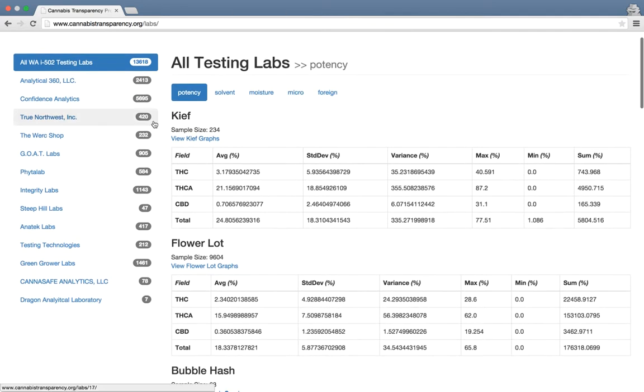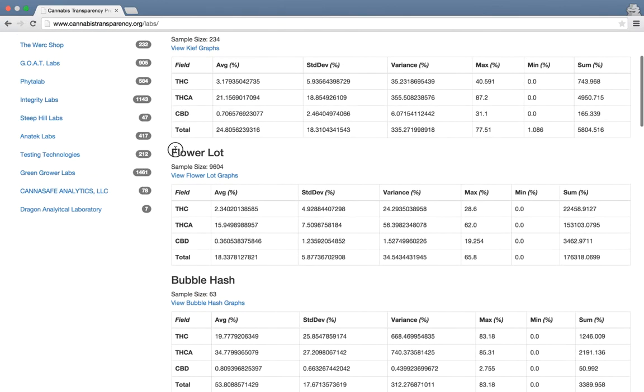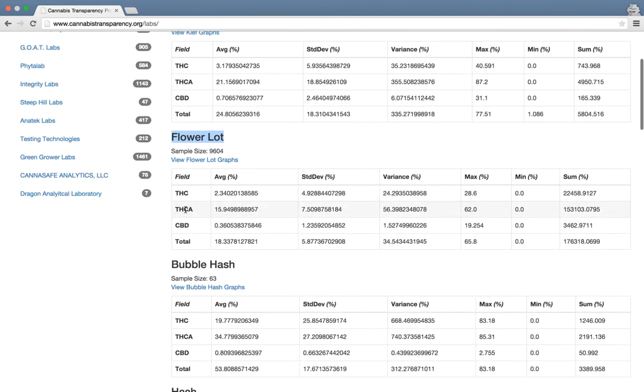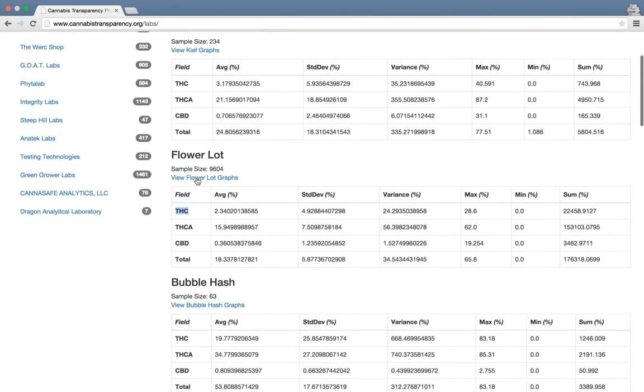So we're looking at the aggregate data for all testing labs on a per product basis. Flowers were tested. We can look at their THC, THCA, CBD, and total percentage. So this is the THC percentage that they tested for flower. All testing labs: average, standard deviation, variance, max, min, sum.